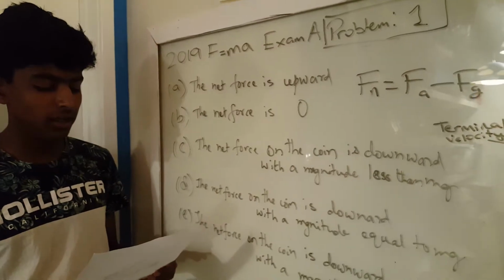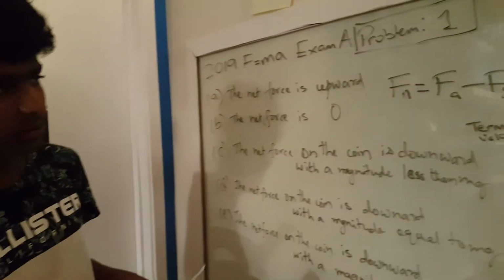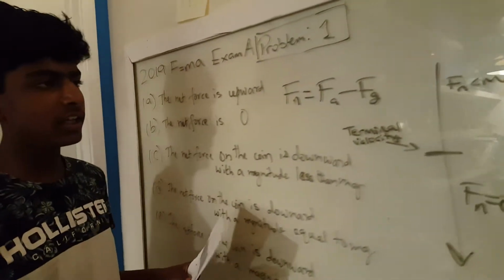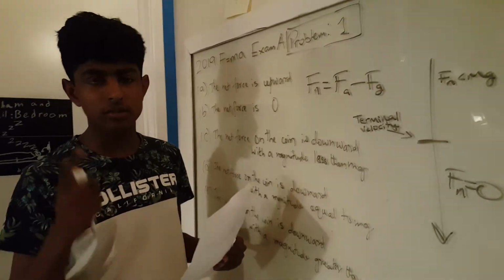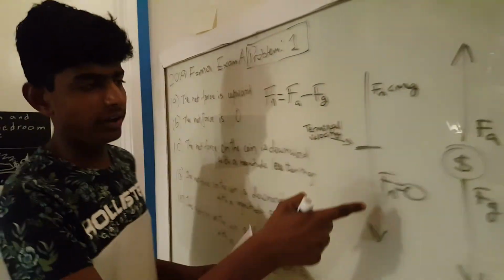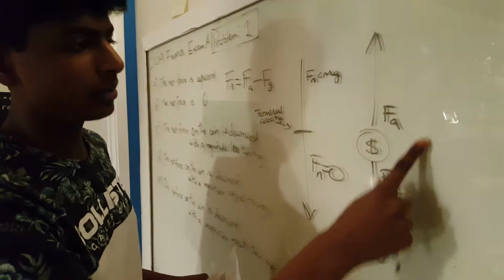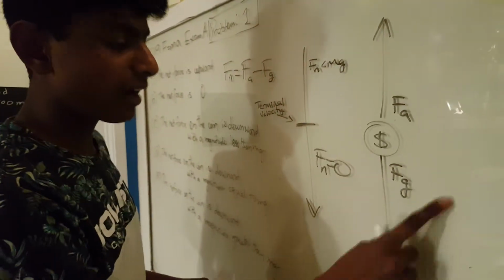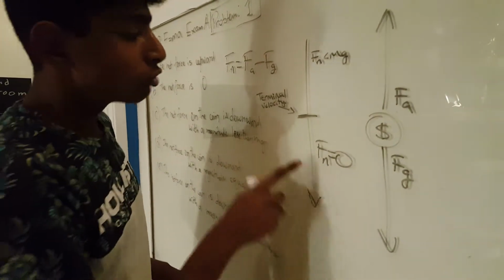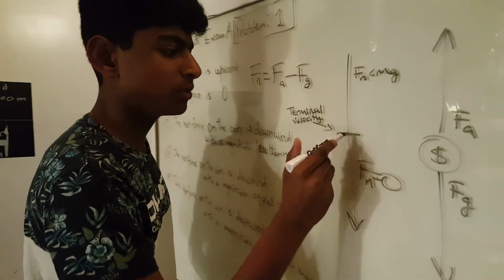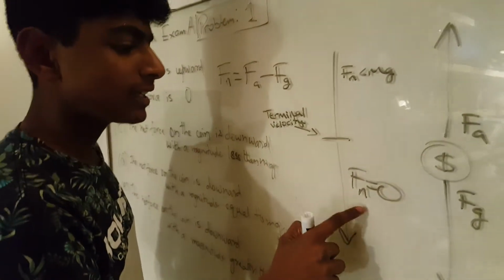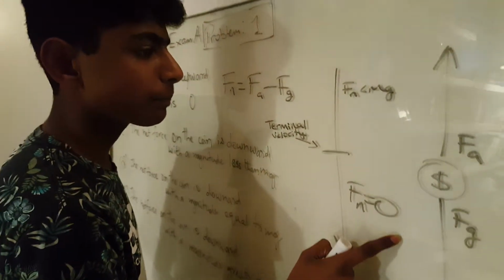So the first thing we have to realize about this problem is that terminal velocity is when the net force on the coin is 0, right? So on the coin, there are two forces acting on it. The force of the air particles pushing up on it and the force of gravity pulling down on it. So we know after the coin reaches terminal velocity at this point here, the net force will be 0, right?